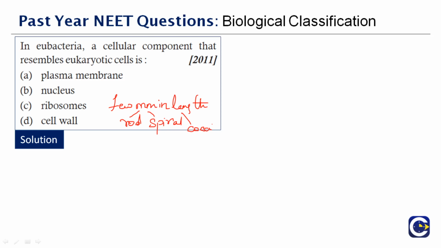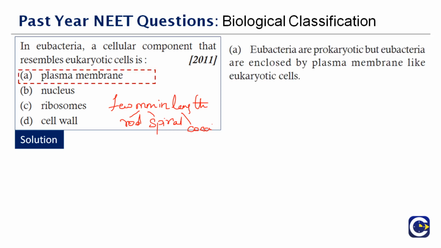Now, out of the 4 options given here, the correct answer is plasma membrane, because eubacteria are prokaryotic, but they are enclosed with a plasma membrane, which is also seen in eukaryotes. So the nucleus, ribosome, and cell wall are not similar to a eukaryote here, because prokaryotes in general do not have a proper well-defined nucleus. Ribosomes are present in both, while the cell wall is not present in eukaryotic organisms. Therefore, the thing common to both is the plasma membrane. The correct answer is option A.